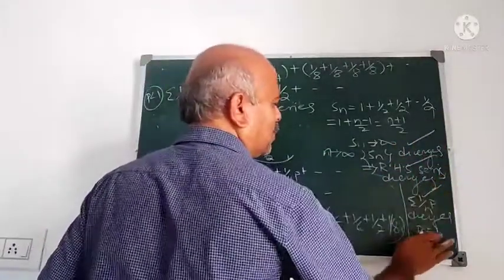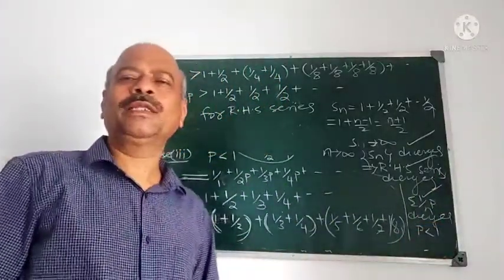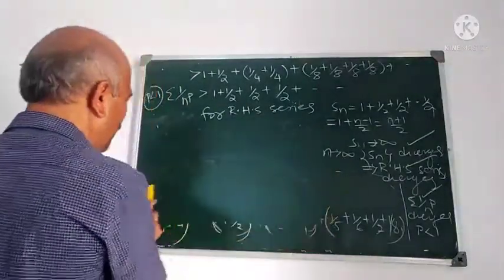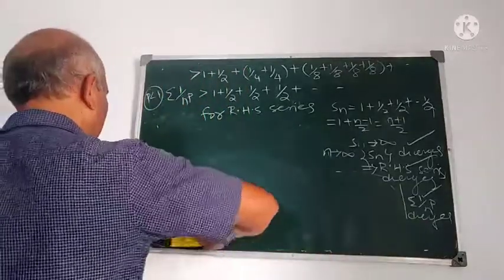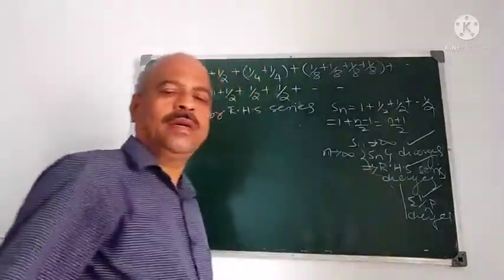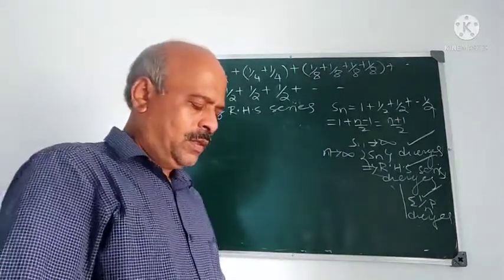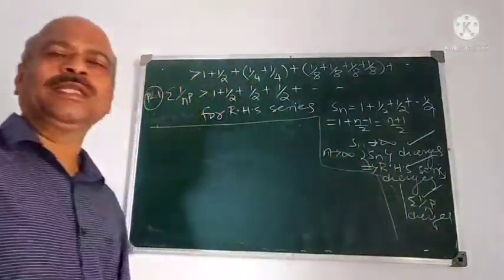Sigma 1 upon n raised to p diverges when p is less than 1. These are the three different cases. You go through the video again and try to understand the proof of this. From the examination point of view, the proof is also important. Now, how to apply this test? This is the p series test.